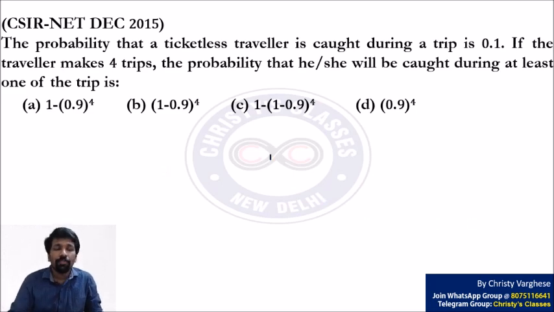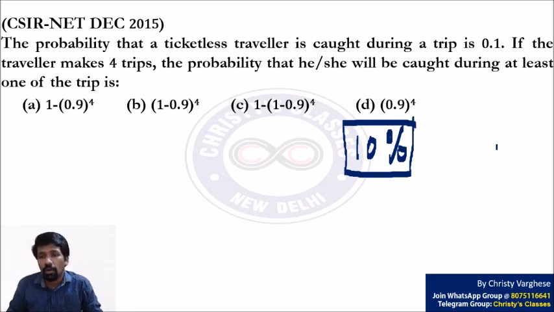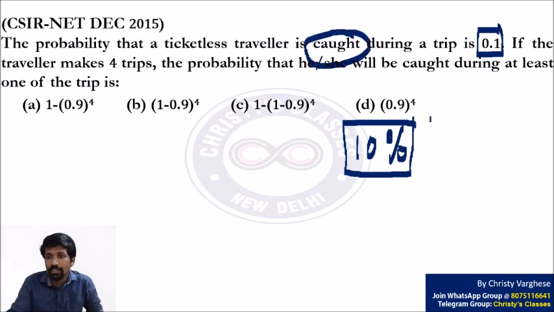In this question, the probability that a ticketless traveler is caught during a trip is 0.1. That means for traveling without a ticket, the chance of a person being caught is 10%. If you think about real life, in trains the TTR may not come all the time, so the chances of a ticketless traveler being caught is less. That is only 0.1, which is 1 by 10, that is 10 by 100, that is 10%.